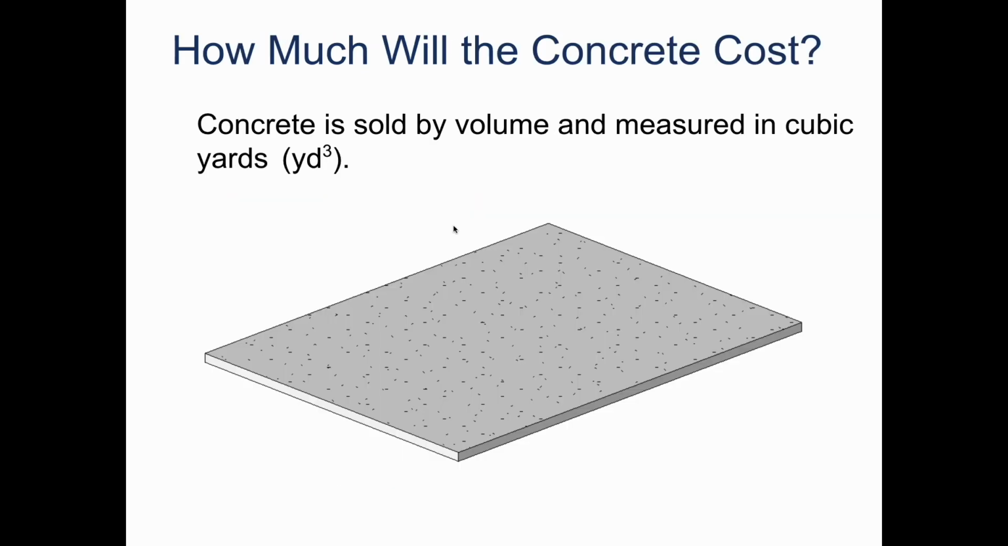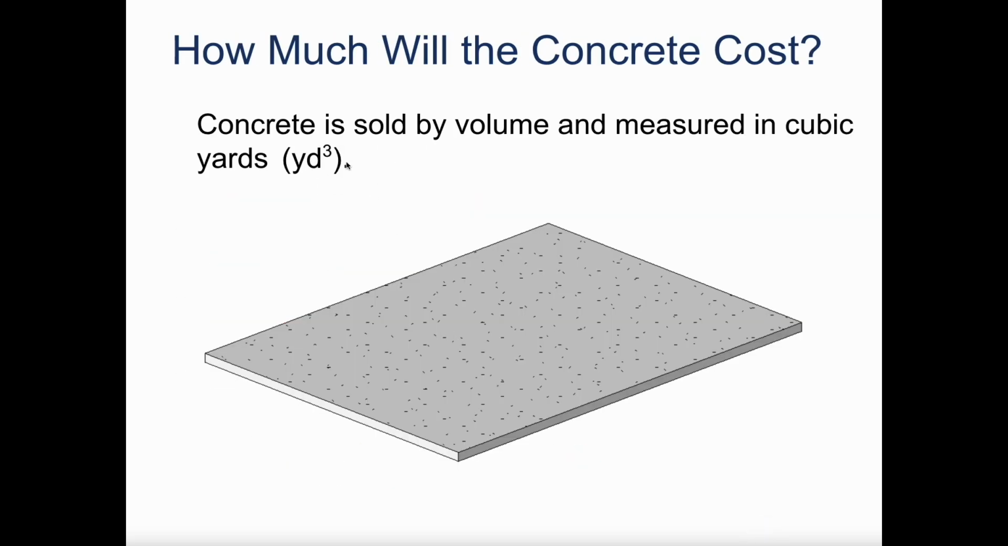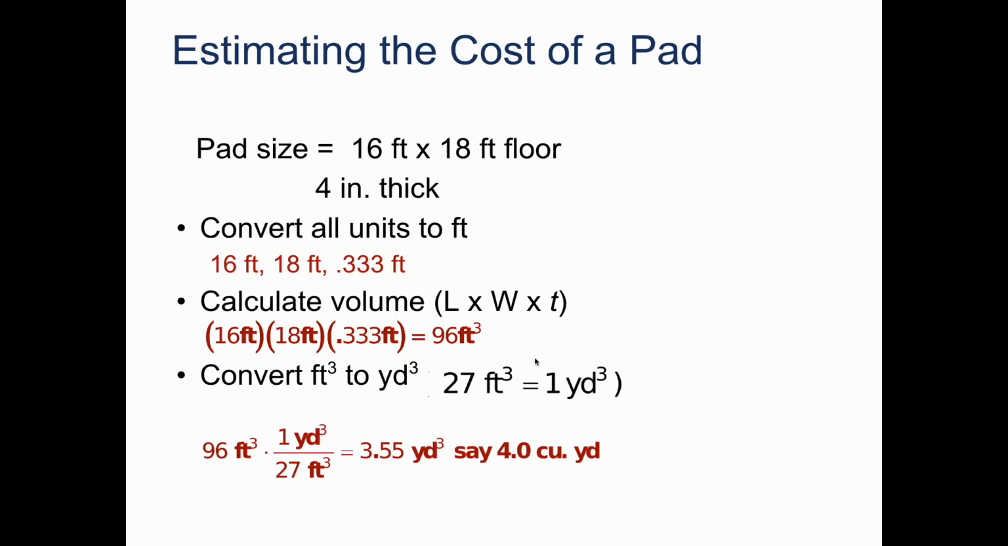Well, we can't actually call up the concrete company and tell them that we want this value in cubic feet. They're going to look at us very weird if we don't tell them a value in cubic yards. So what we can do is convert cubic feet to cubic yards. Now, 27 cubic feet is equal to 1 cubic yard. So we multiply 96 cubic feet by the fraction of 1 cubic yard over 27 cubic feet, because we know 27 cubic feet is equal to 1 cubic yard. Whenever we multiply this out, the units of feet are going to cancel, and we're left with just cubic yards. So it's going to be 3.55 cubic yards.